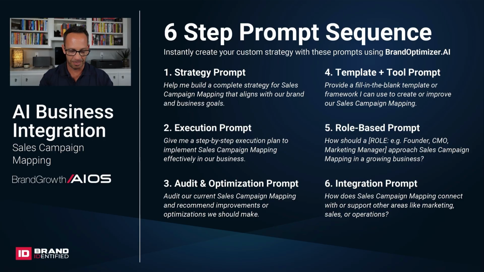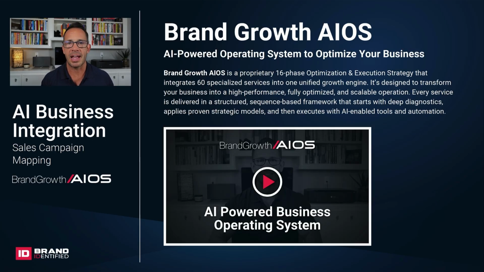So finally, here is Brand Growth AI OS, and this is an AI-powered operating system to optimize your business. It is a proprietary 16-phase optimization and execution strategy that integrates 60 specialized services into one unified growth engine. It is designed to transform your business into a high-performance, fully optimized and scalable operation. Every service is delivered in a structured, sequence-based framework that starts with deep diagnostics, applies proven strategic models, and then executes with AI-enabled tools and automations.